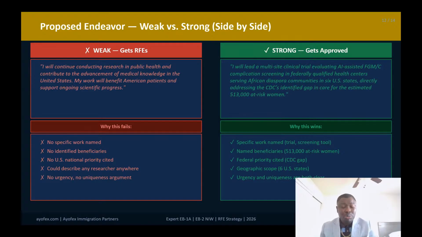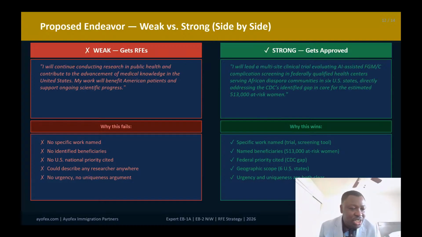Now, I'm going to show you how to come up with a proposed endeavor. Let's look at a few proposed endeavors and why some are strong and some are weak. So this is a weak proposed endeavor: I will continue conducting research in public health and contribute to the advancement of medical knowledge in the United States. My work will benefit American patients and support ongoing progress.